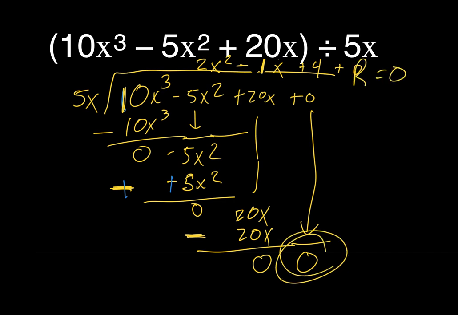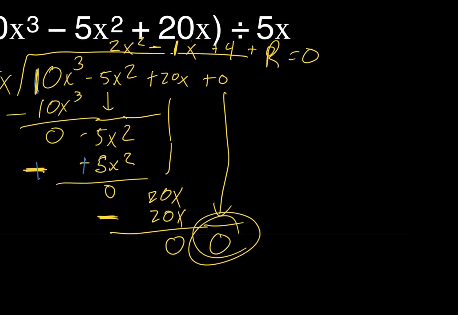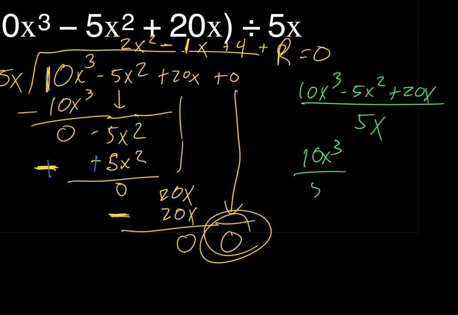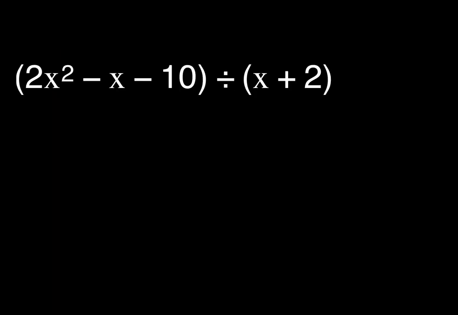All right. So the way we did it in the past is we just did each of them over, so 10x cubed minus 5x squared plus 20x over 5x. I can split this up into individual fractions, so I'm kind of like unsimplifying, if you will, right now. So split them up as 3 separate fractions because they all have the same denominator, and then reduce.